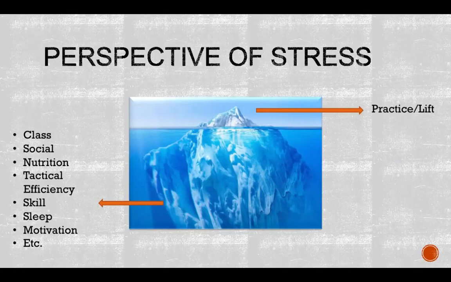The other things that are going on: our central nervous system just knows stress is stress. It doesn't know if it's class, social, nutrition, tactical efficiency. We have skill in there, sleep, motivation, and all those other things that come into the athlete's life that add to their stress volumes. Those are other things that we need to consider when we have our perspective of stress. But the wearables give us great insight into the practice, the competition, and anything the athlete's doing in regards to their sport, so we can account for that part of the stress volume.